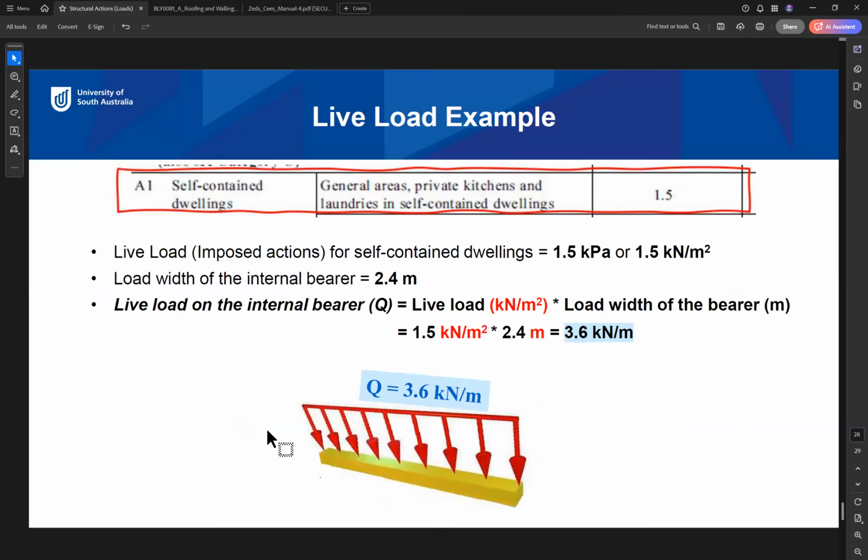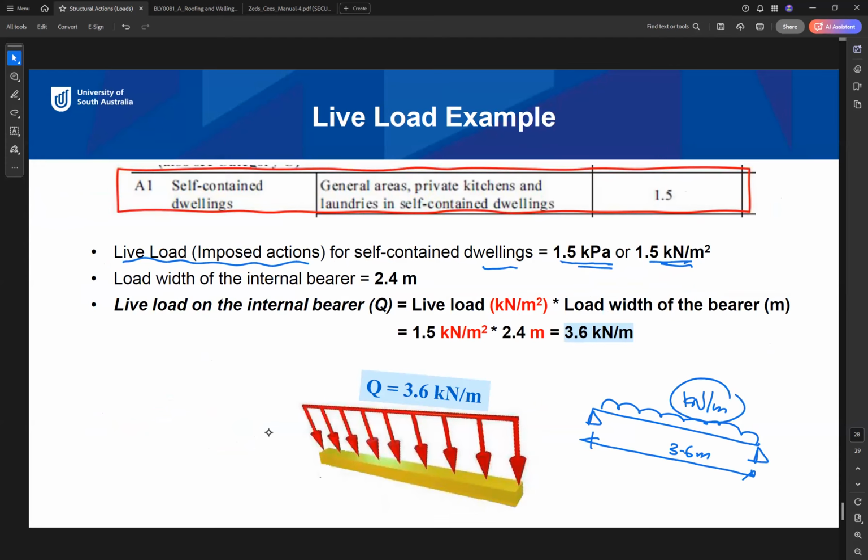The second step is we need to convert this load to a line load in kilonewton per meter of the beam. This is similar to what we have done last week. So we have got the live load for self-contained dwelling as 1.5 kPa or 1.5 kilonewton per square meter, but we need to convert this to a line load on the beam.